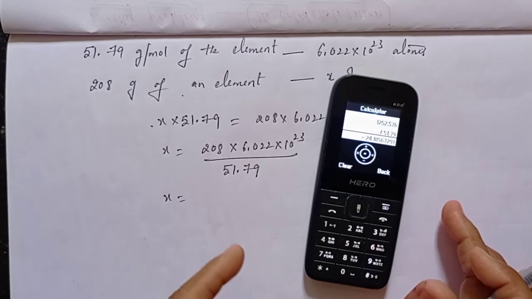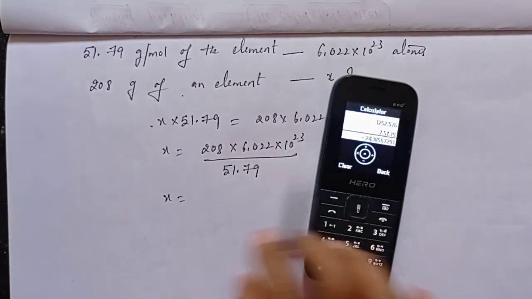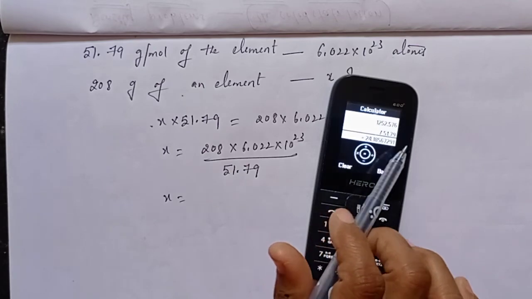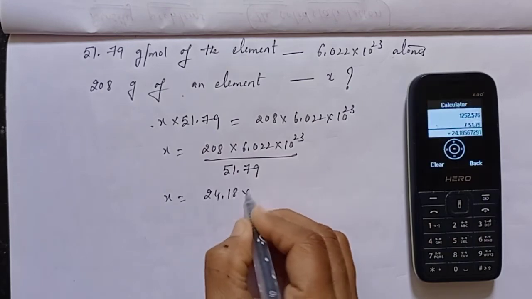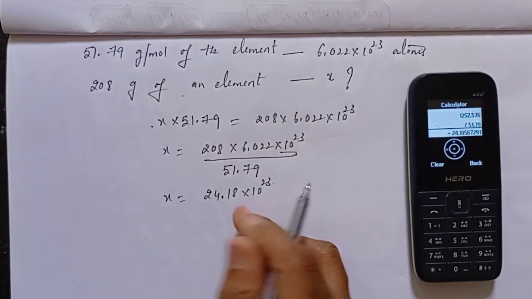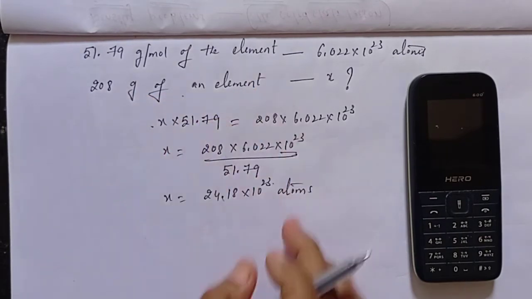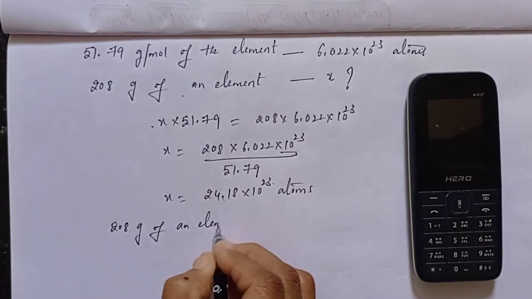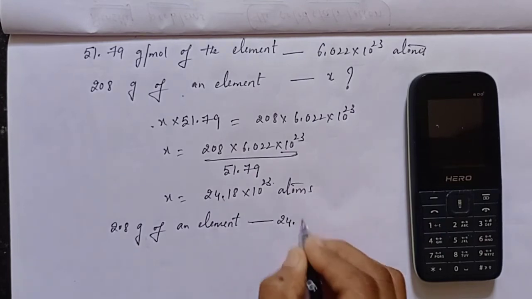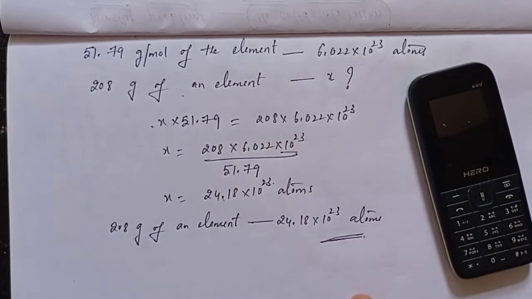How much, students? 24.18. So the answer is 24.18. How many atoms are present? 24.18. Understood, students? So x is equal to 24.18 into 10 power 23, as it is I am taking. So these many atoms are present in the 208 grams of the element. Clear this one? So 208 grams of the element contains 24.18 into 10 to the power of 23 atoms. This is the question. Understood, students?